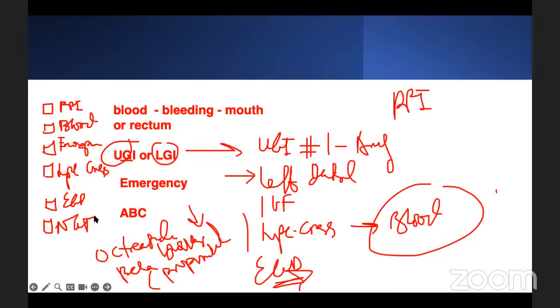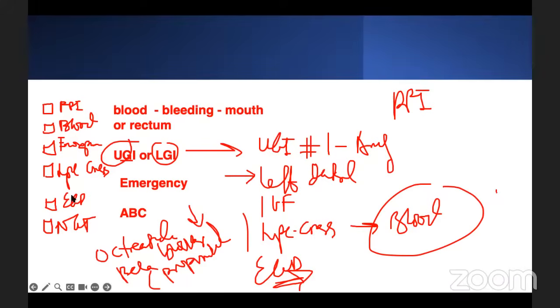Which one do you want to choose? I'm bleeding from the upper GI. Do you want to give me a PPI? Do you want to give me blood? Do you want to give me enoxaparin? Do you want to give me type and cross, take my blood and do a type and cross? Do you want to give me EGD? And do you want to give me an NG tube? Which one would you want to select? Select or apply. Let me see what you guys think.